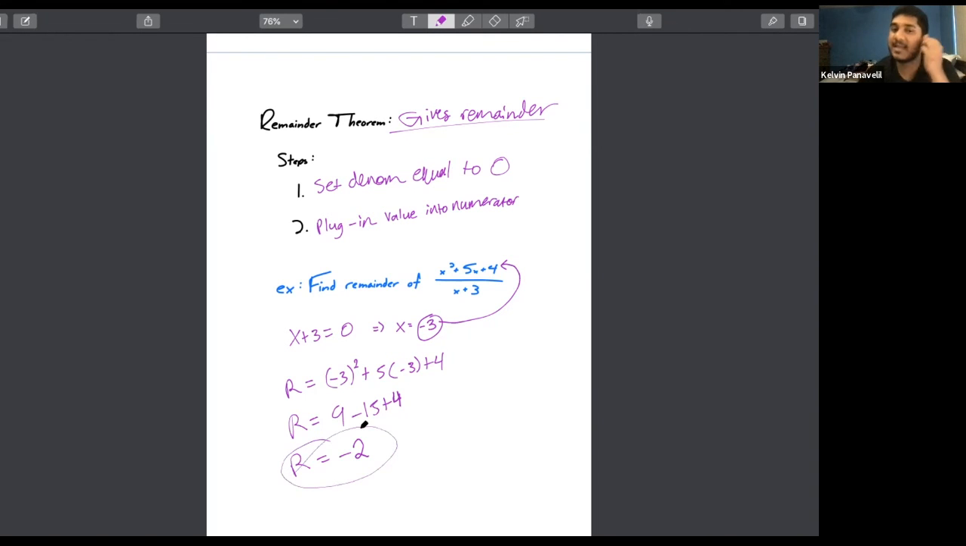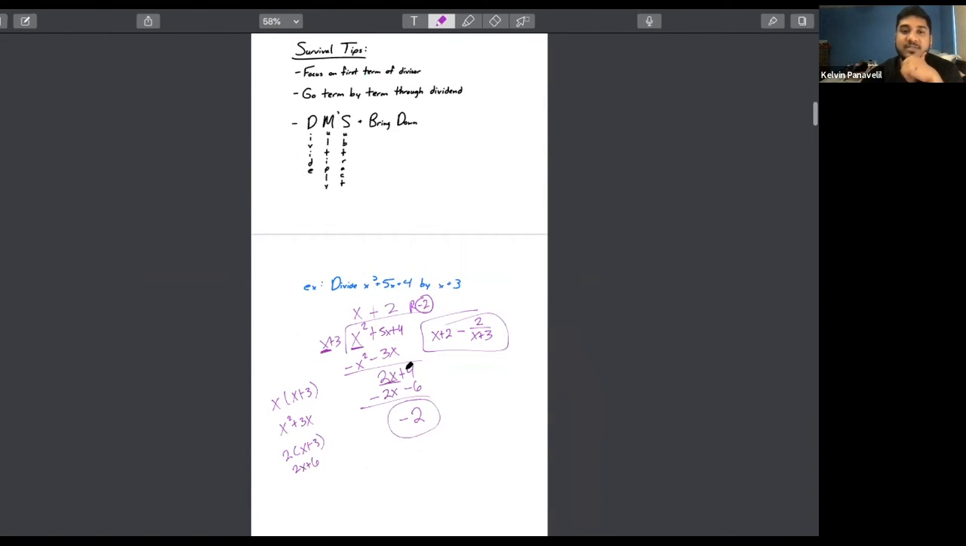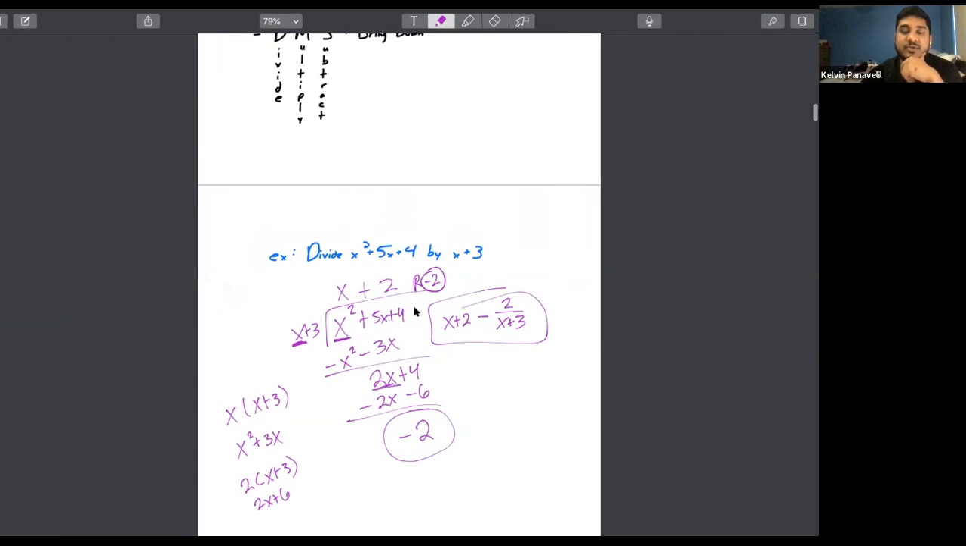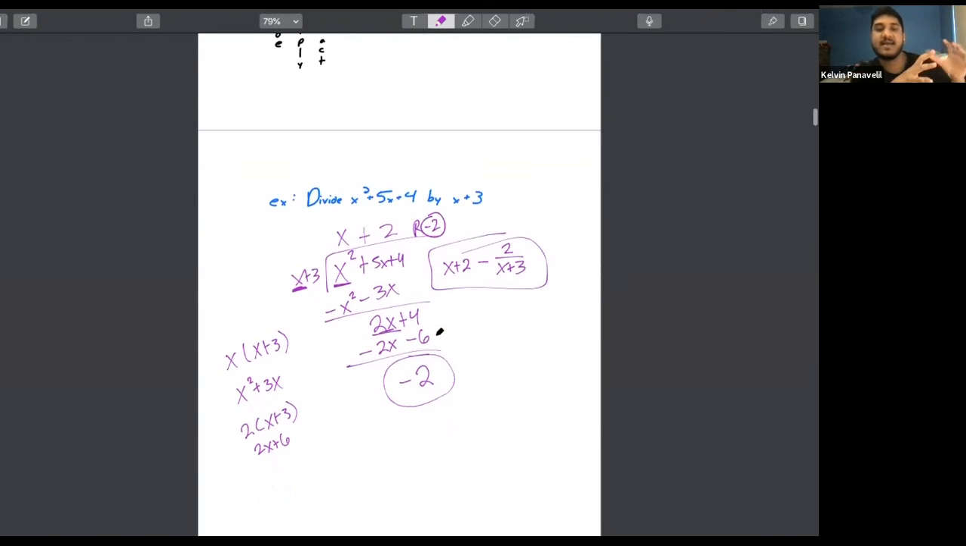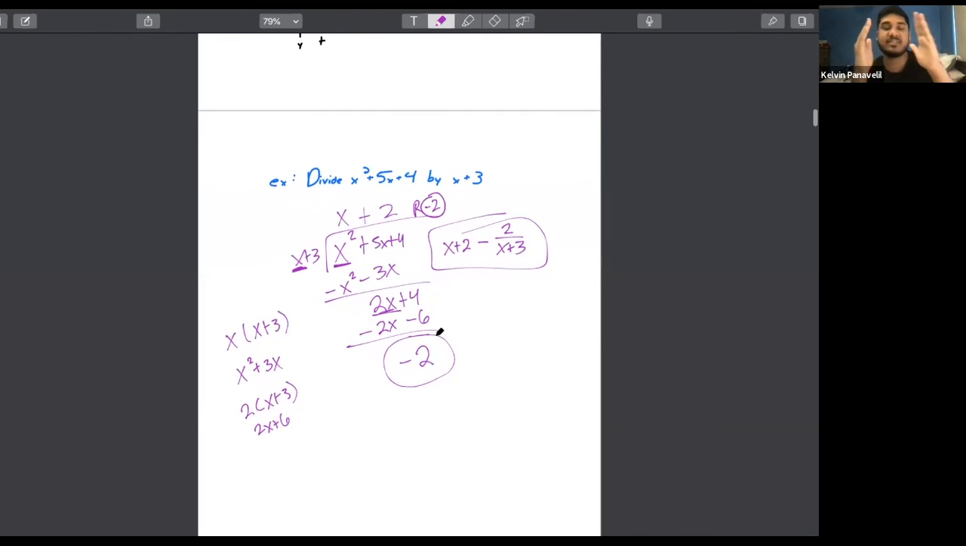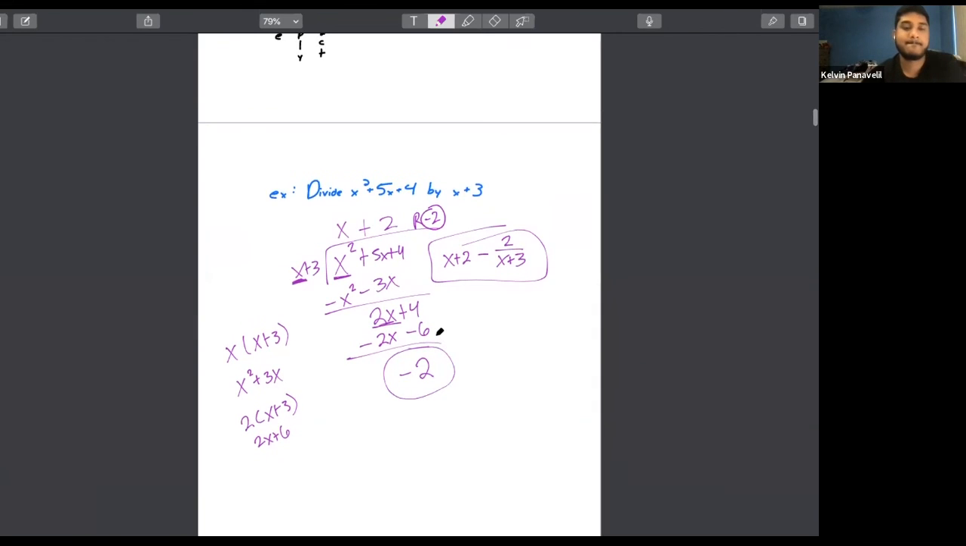If we look back at that previous example, when we did the long division, the remainder that we got was negative 2. And this is a really good shortcut. A lot of times we'll see questions that ask us to do the long division, but every single answer is going to have a different remainder. So all we have to do is the remainder theorem to get the answer right away.